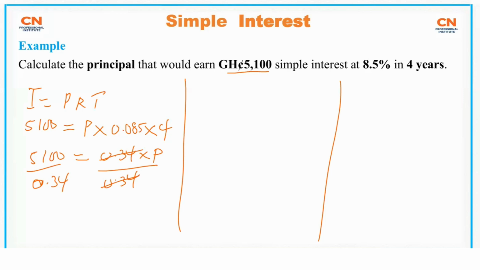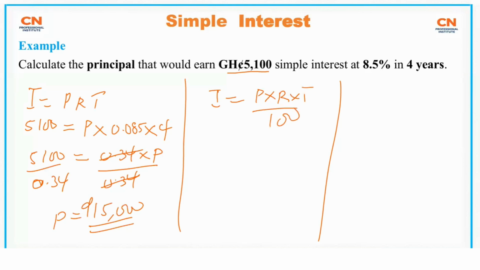So this cancels this, right? So P will be 5,100 divided by 0.34, and that gives us 15,000. So the principal is 15,000. As simple as that. If you want to use the other formula, which we said interest is equal to principal times rate times time, all divided by 100, is also allowed.